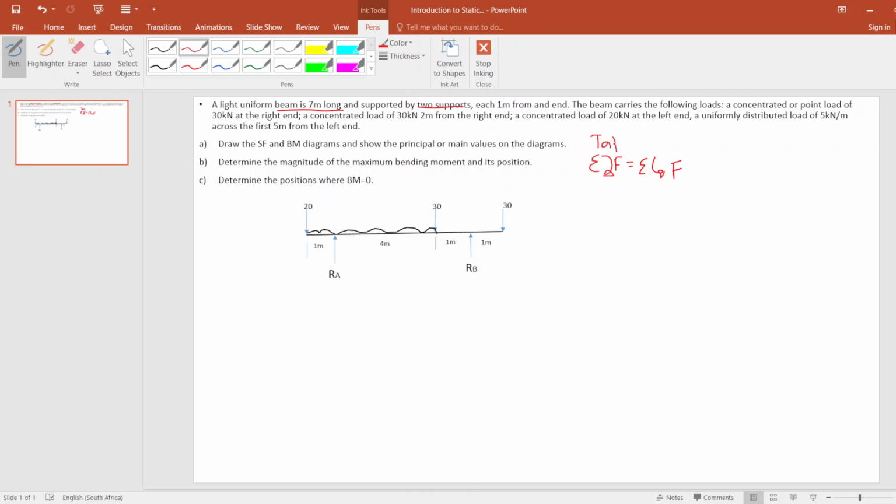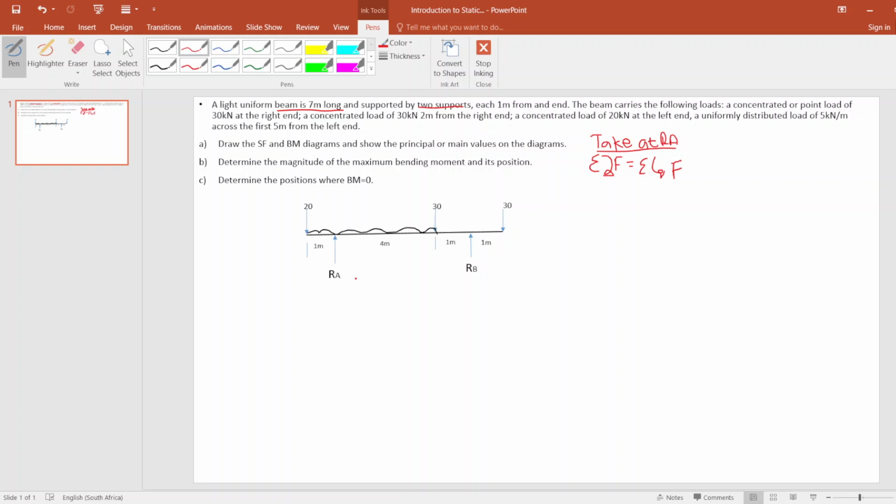If you have taken moment at A, at RA, you need to indicate that, so as to know which forces are rotating clockwise and anti-clockwise. If this is where you have taken moment, you can tell this force is rotating anti-clockwise. RB is rotating anti-clockwise. Then this one, the 30, is rotating clockwise, and this one is rotating clockwise.